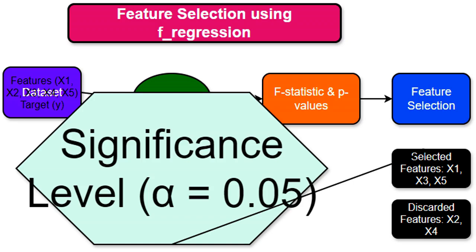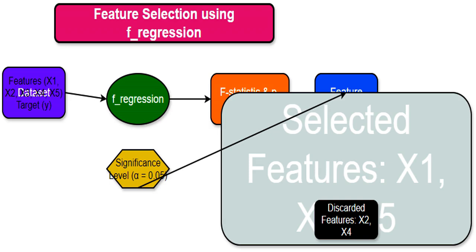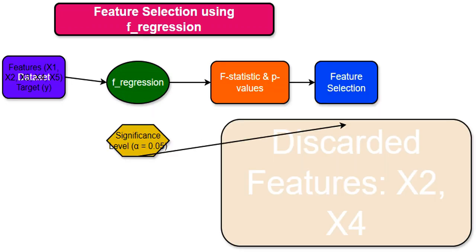I've set a significance level, alpha, of 0.05. This means I'll only consider a feature important if there's less than a 5% chance that I'd see the results I got if there were actually no relationship between that feature and the target variable. Based on my analysis, features x1, x3, and x5 are important and I will use them in my regression model. I have decided to remove features x2 and x4 from my model because they are not statistically significant.